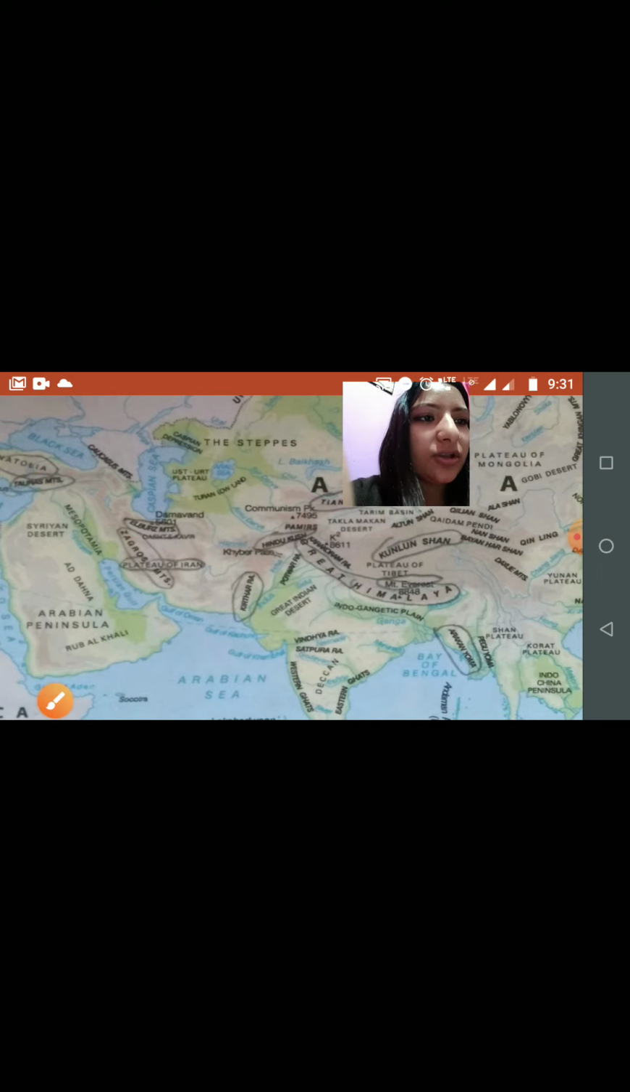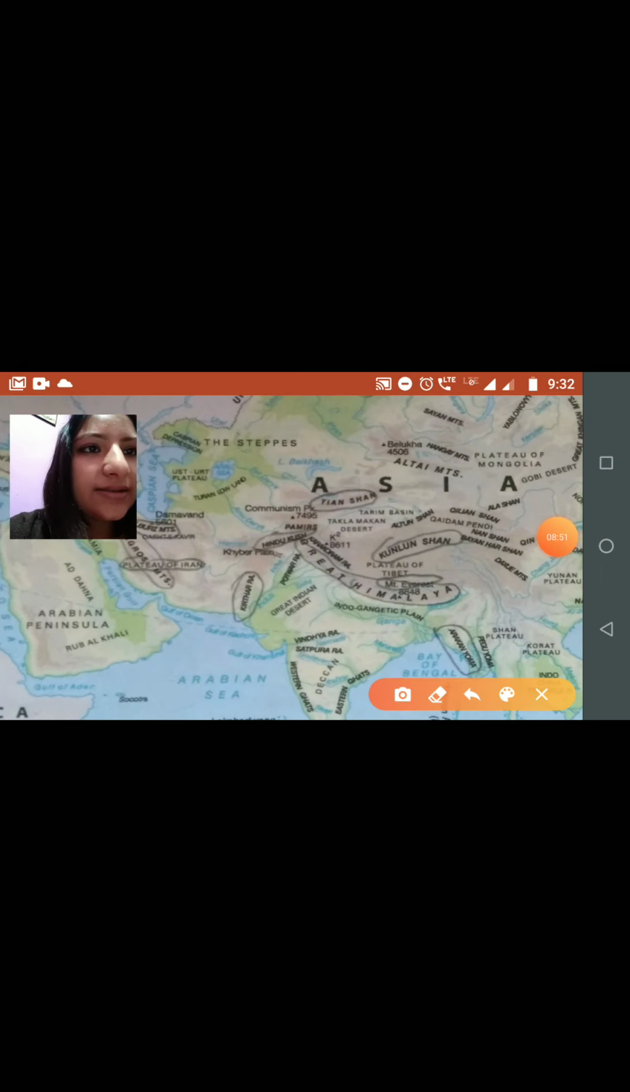Then we have another important feature here. You can see the depression, the Tarim Basin, which is the great depression between the Tian Shan in the north and Kunlun in the south. East of this lies the huge Gobi Desert, bordered on the north by Mongolia. Okay, clear everyone? So this is all about the central mountain system of Asia.